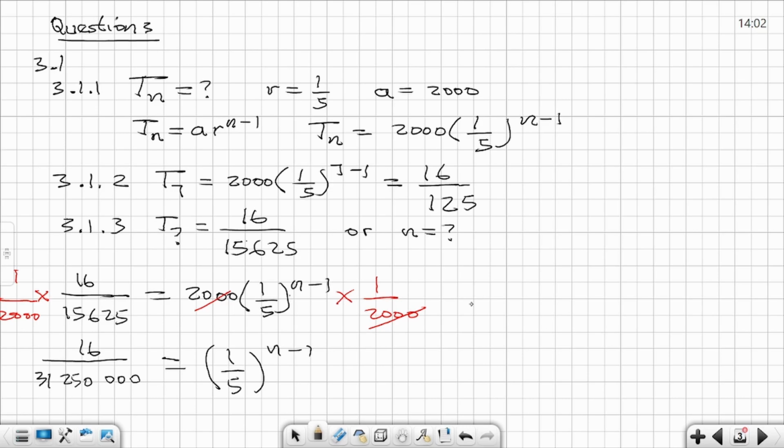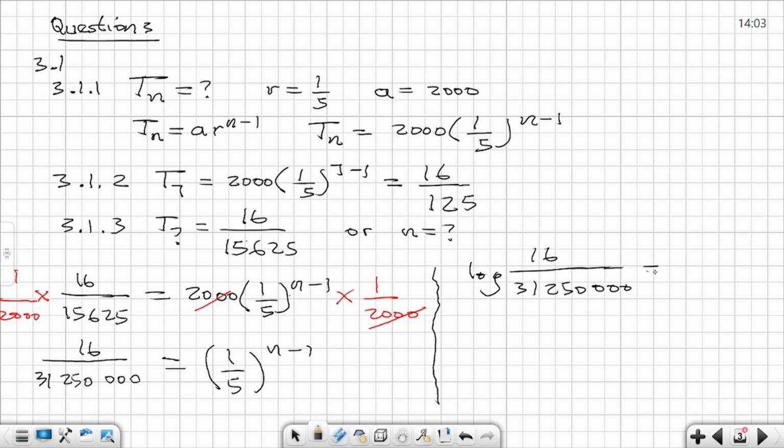Okay, let's carry on this side. Let me put a line here. Okay, so now we are still continuing. We want to find the value of n. We have n at the exponent, so we need to drop it down. How can we drop it down? We're going to introduce log on both sides. So it will be log on the left side, log of this, 31,250,000. Can you see that?